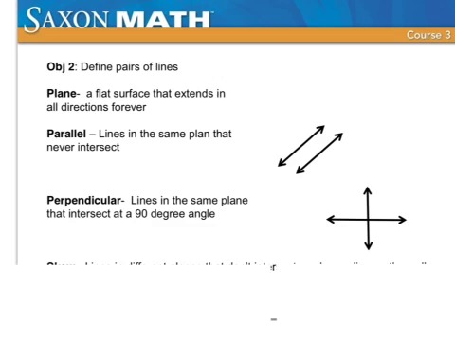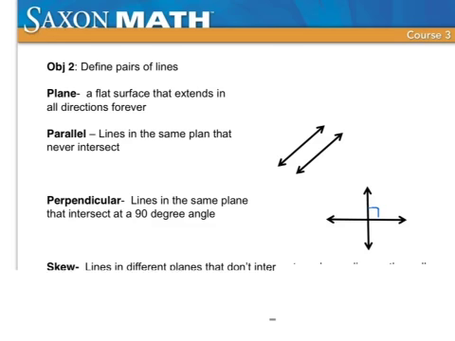And then all of these angles here would be 90-degree angles. Right? Every single one of those angles would be 90 degrees when they're perpendicular. So again, that would be like if I drew one line that went sideways and one line that went lengthways across the ceiling, and they intersected at a 90-degree angle. Those would be perpendicular lines.